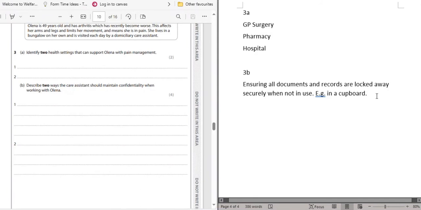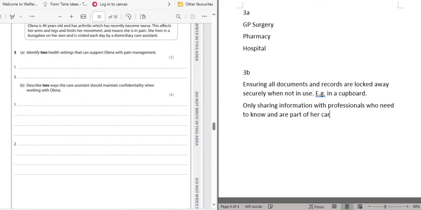And again, maintaining confidentiality. We go with only sharing information with professionals who need to know and are part of her care team. So again, down the route of only sharing with the professionals, and then I'm going to add a little bonus about share securely or safely. So again, that's how that information is shared.